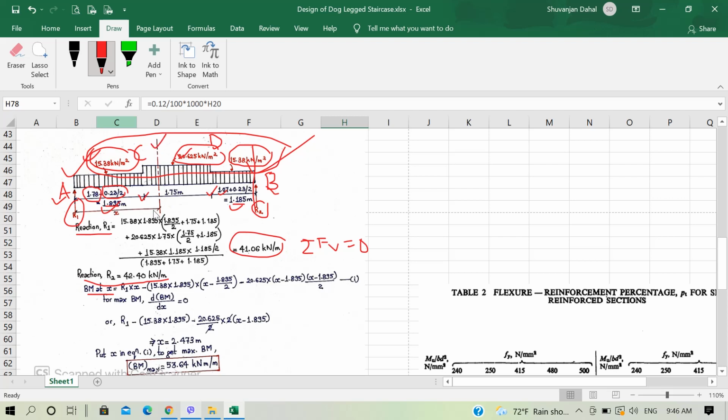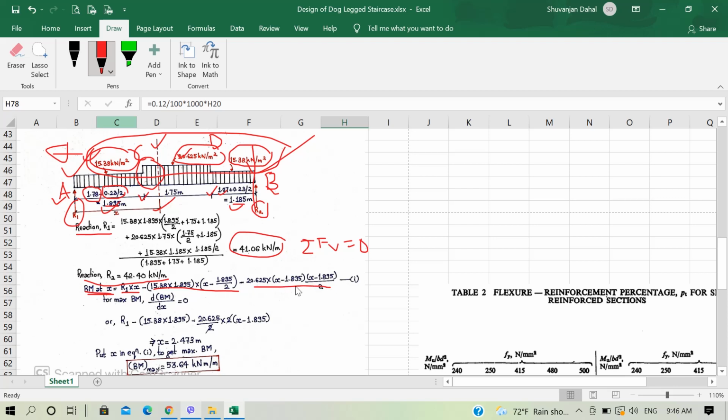We have fixed a section X here, and considering the loads on the left hand side of this section, we calculate the bending moment. So R1 into X is the bending moment given by this reaction. This 15.38 kilonewton per meter square gives this bending moment, and the load that is to the left of X, this 20.625 kilonewton per meter square, this portion gives us this bending moment. Now, this bending moment at X comes out to be an equation.